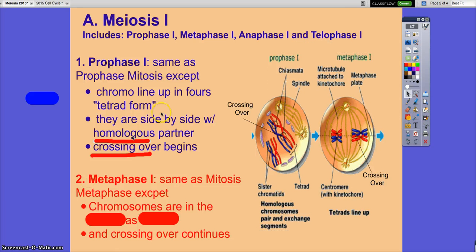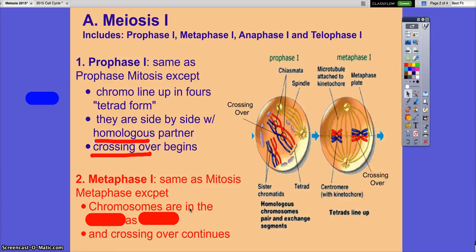Let me fix it. Now, as a refresher, besides the nuclear envelope disappearing and the chromosomes becoming visible, what else happens during prophase? The spindle forms. And what else? Not the chromosomes. The centrioles move apart. So you got nuclear envelope disappearing or nucleus disappearing, chromosomes becoming visible, but they're in 4s, which is a tetrad, with their homologous partner. The spindle appears and the centrioles move apart.